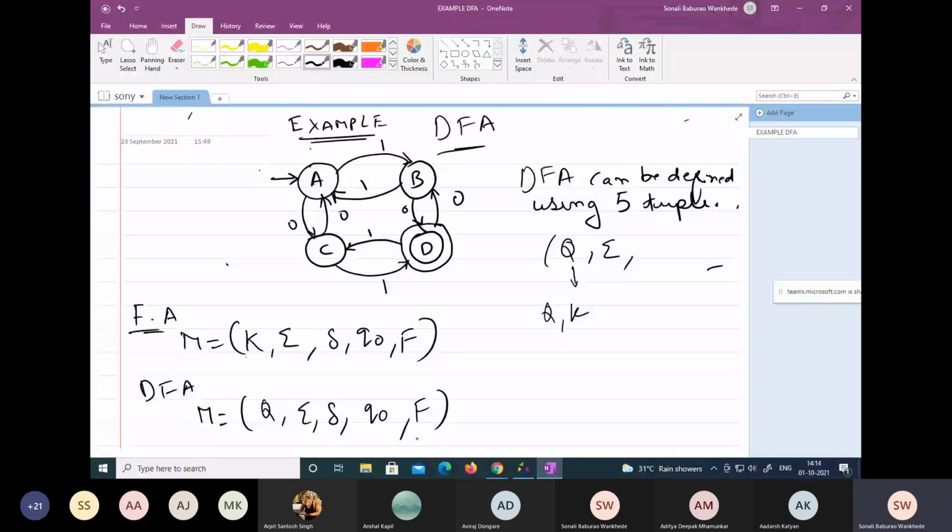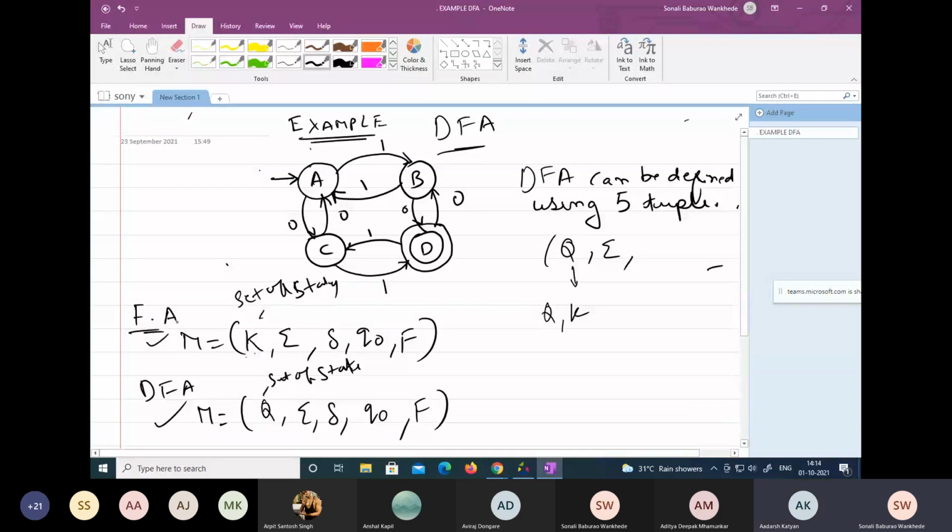This is also a set of states. But you should understand whether it's an FA or a DFA. When I have K, it means that is a finite automaton. But if it is Q over here, then I can say that it is a DFA, deterministic finite automaton. Only that is the difference, nothing else. The meaning is the same, that it is the finite set of states. Okay, now represent that in this way.